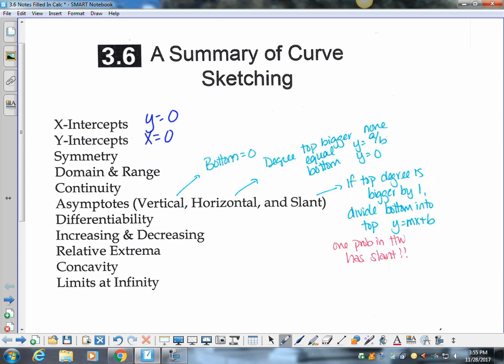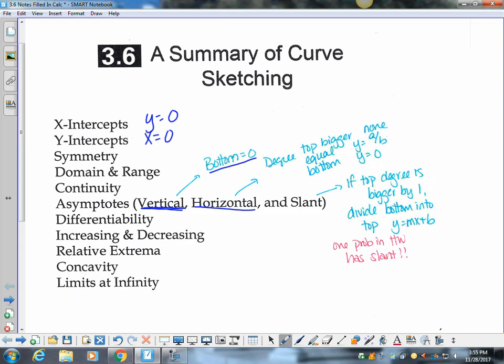Symmetry, domain and range, continuity, obviously, is always something we have to check for. Asymptotes, just to refresh your memory, to find vertical asymptotes, you set the bottom equal to 0 and solve it. Horizontal asymptotes, you have to worry about the degrees. If the degree of the top is bigger, there are none. If the degree of the top is equal to the degree of the bottom, it's y equals a over b. A is the leading coefficient of the top, b is the leading coefficient of the bottom. And if the bottom degree is bigger, then it's y equals 0.